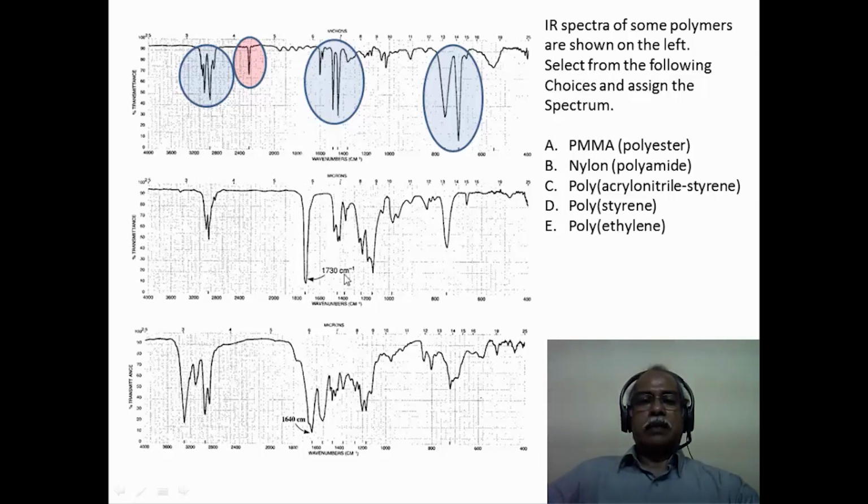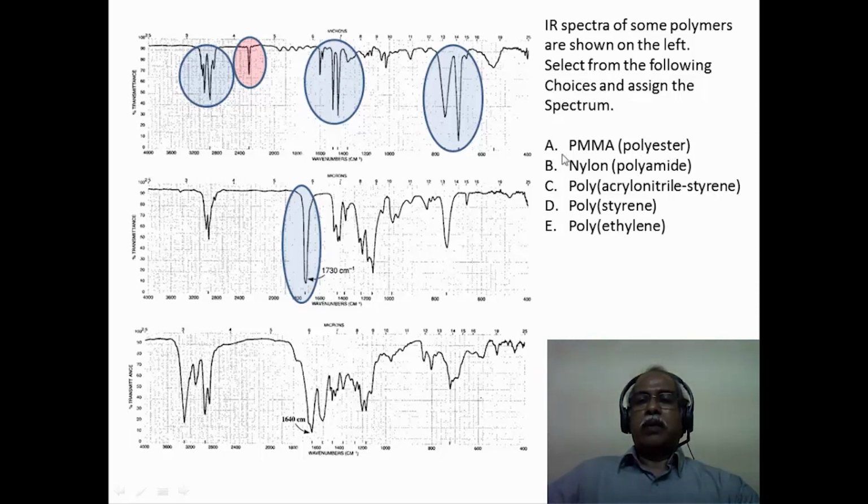Let us come to the next spectrum, which has a carbonyl stretching frequency at 1730. 1730 is a saturated ester carbonyl stretching frequency. So most likely PMMA, in other words polymethyl methacrylate polyester, is responsible for this particular stretching frequency.